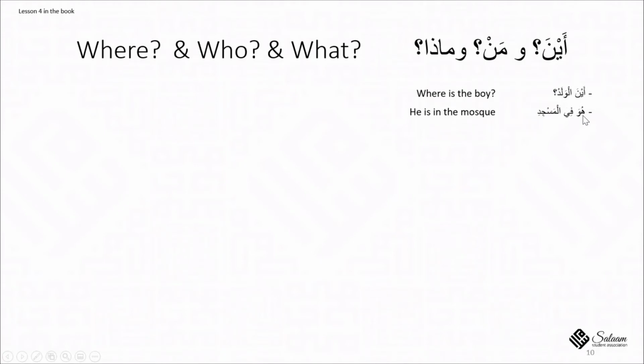الولد is a singular masculine word, so you can replace it with a pronoun هو, as we discussed at the beginning of the lesson. هو في المسجد. في is a preposition. المسجد is a genitive noun with a kasra at the end because it came after a preposition. He is in the mosque. You can say الولد في المسجد instead of هو, but it's better to use the pronoun. هو في المسجد. Is it clear why this sentence is written this way? هو في المسجد.